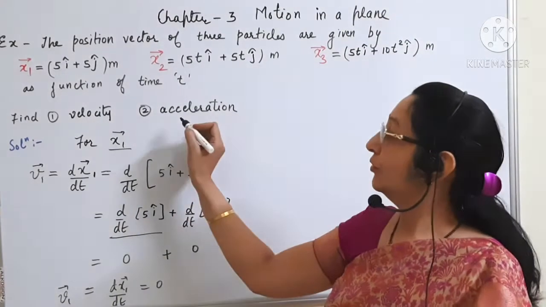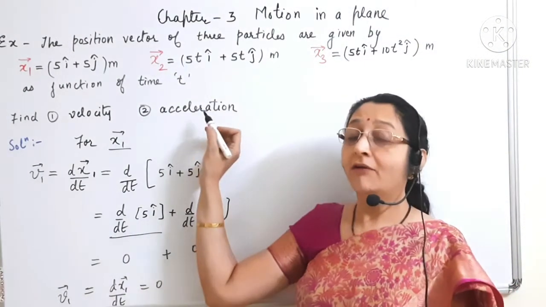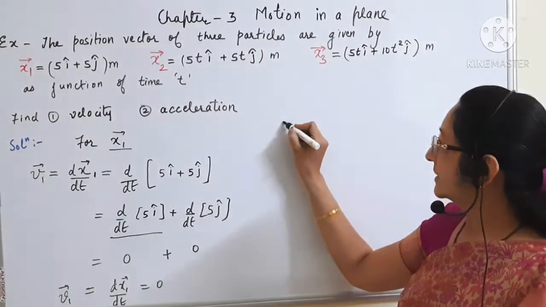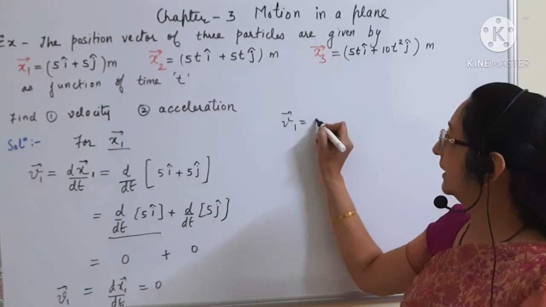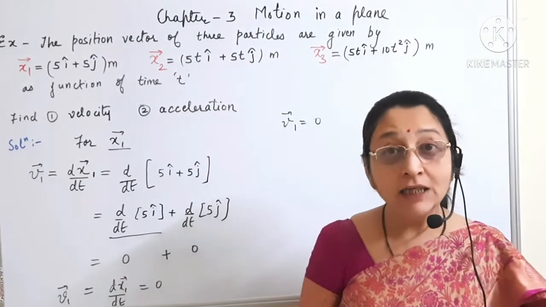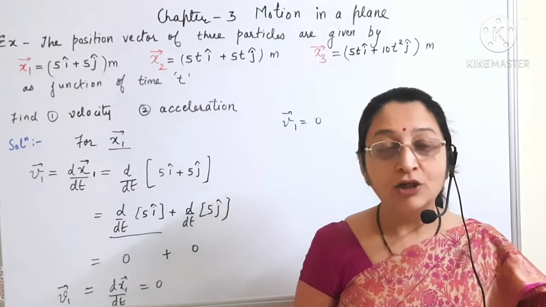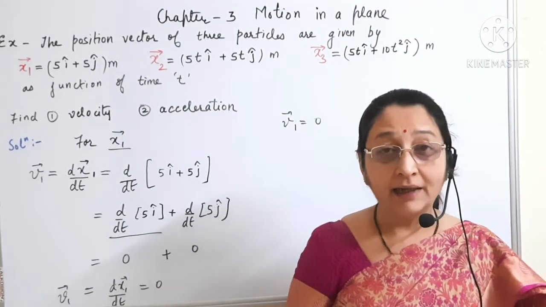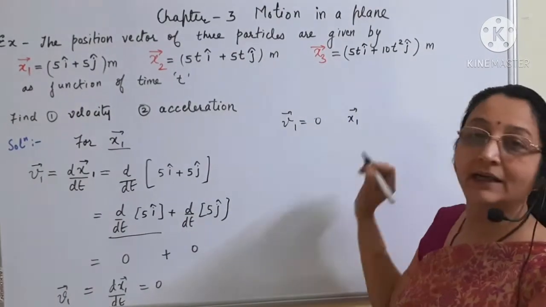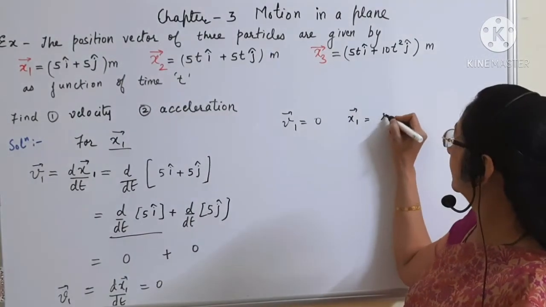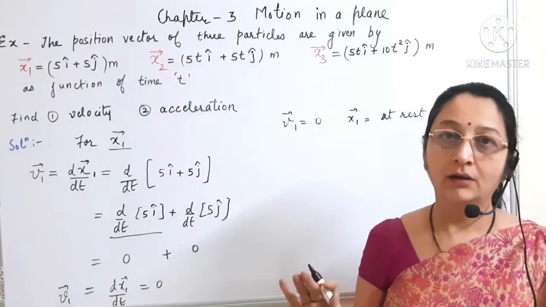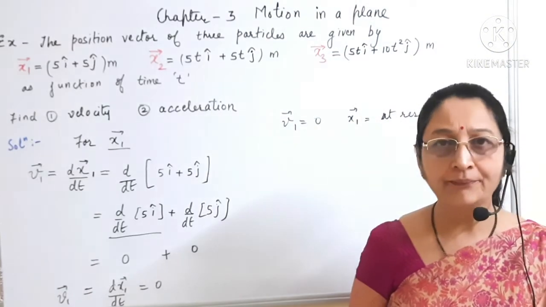Now they have also asked us to find the acceleration of the particle. Now we know that since the velocity of the first particle is 0, the particle is at rest. So x1, the particle is at rest. It is not moving at all because the velocity is 0.